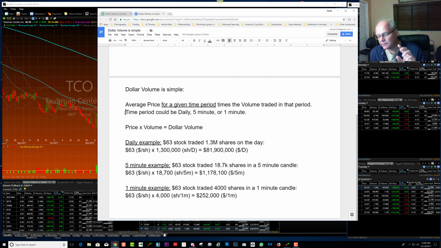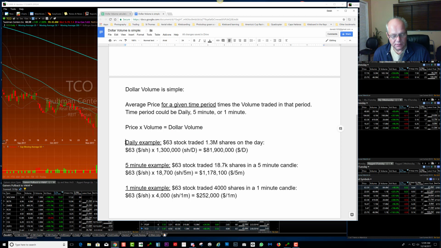Which brings up another thing I meant to mention. You really need to have two different kinds of scans. You need scans for nightly, because you're looking for patterns on the daily chart, and therefore you'll be using dollar volume based on daily. Then intraday, you're trying to find patterns during the day, so you need a dollar volume filter based on either a 5-minute or a 1-minute. So dollar volume is simply the price times the volume.